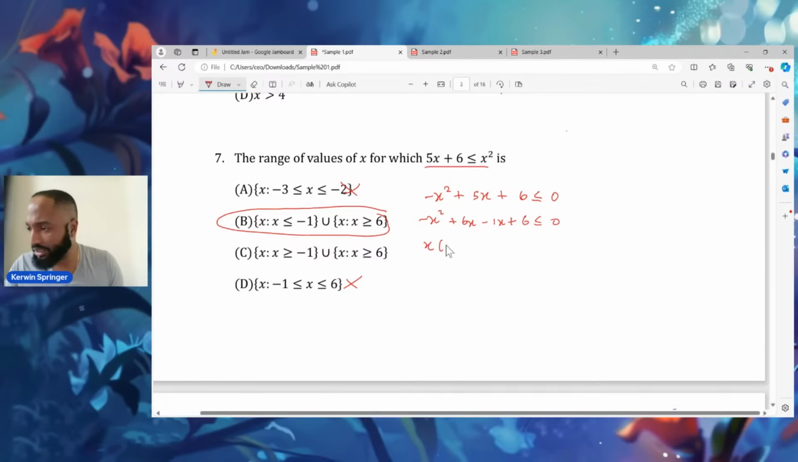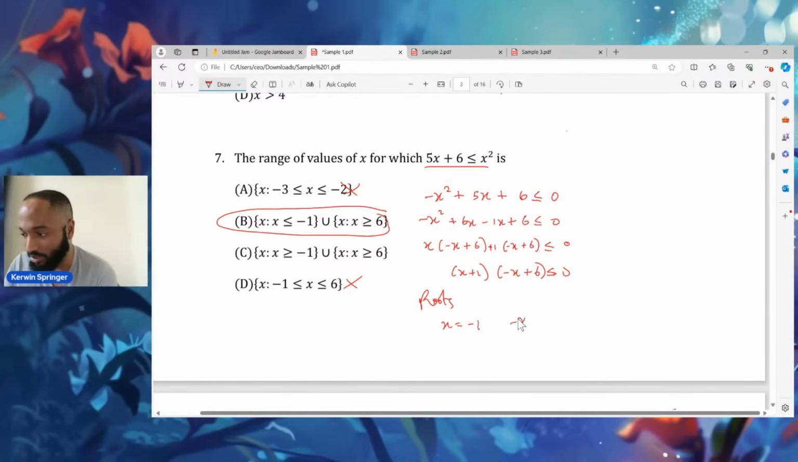And then you factorize. You have x into negative x plus 6. We just need a 1x, we just need a 1 plus 1. So we have x plus 1, and we have negative x plus 6, or 6 minus x, some of you may have. It's less than or equal to 0. So the roots for this would be x is equal to -1, or negative x plus 6 equal to 0. So you're seeing what that means, right? That means x is equal to 6.